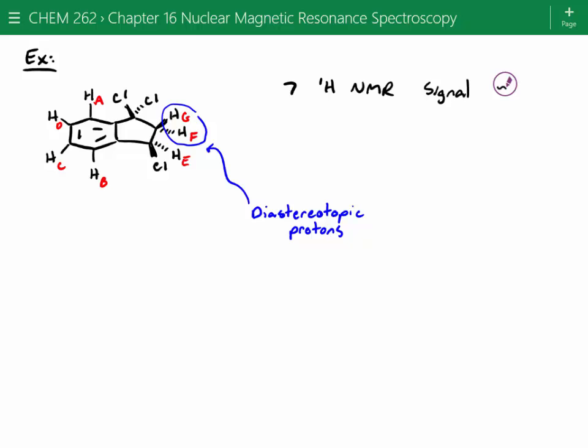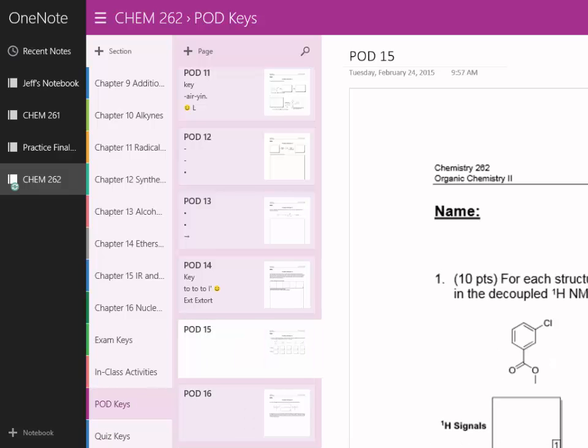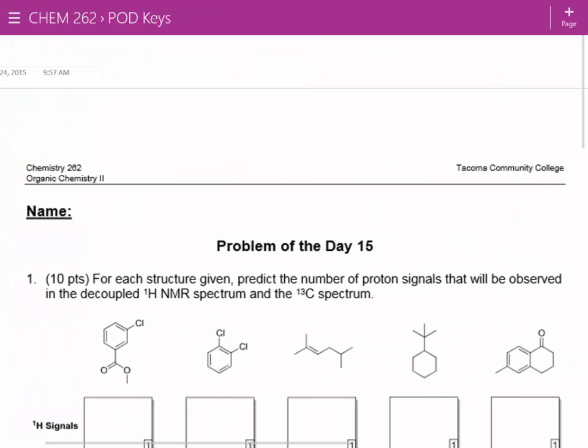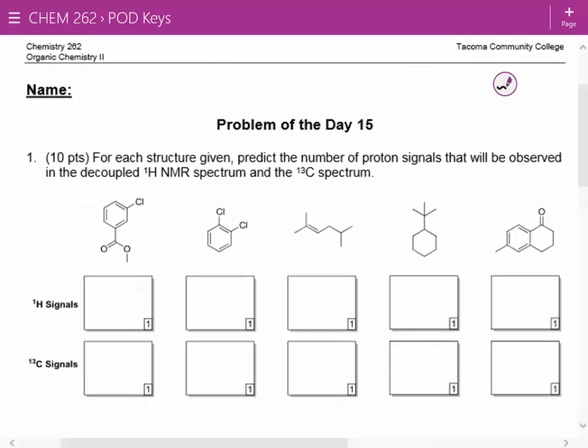So what we're going to do next is we're going to pull out our problem of the day 15. And we're going to go through and do this exact same process for all of these compounds, but I want you guys to take special care to pay attention to the three-dimensional space, especially with compounds that aren't planar.